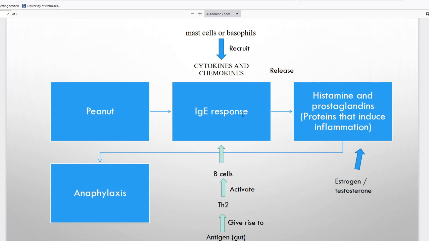IgE response is going to release something called histamine and prostaglandins. It is a protein that induces inflammation related to peanut. And whether this is going to be released, it also depends on our estrogen and testosterone. And because of that, researchers have found, even before McKenna wrote her thesis, that females are more prone to peanut allergies, right? And some other food allergies, am I right?